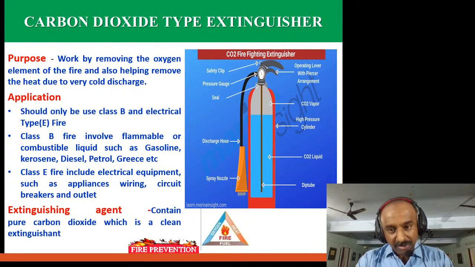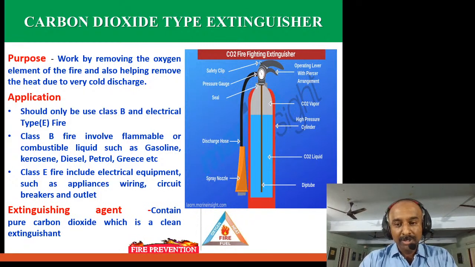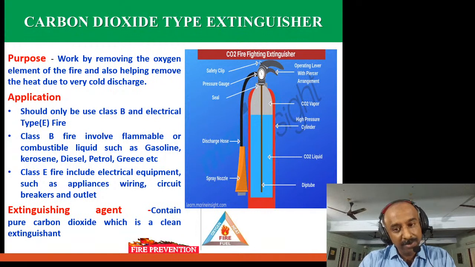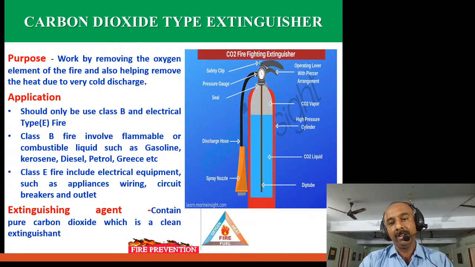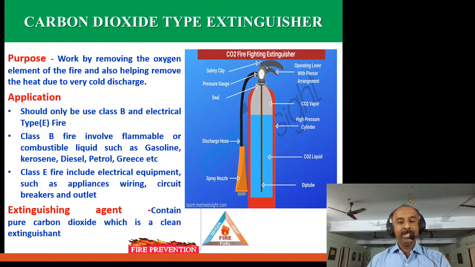But while we use this extinguisher, a lot of attention should be taken. As we know, CO2 is a harmful gas. The person should be properly trained to use this extinguisher. While we use it, the spray nozzle, which is also called the horn, should always be away from the head. It should not be towards the head. If anyone inhales the carbon dioxide, it creates a respiratory problem and can lead to death. So a lot of care should be taken when using this extinguisher. The extinguishing agent is carbon dioxide.